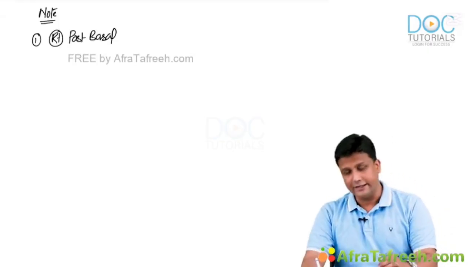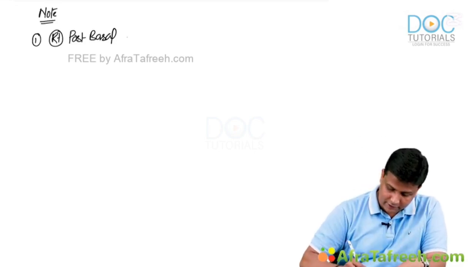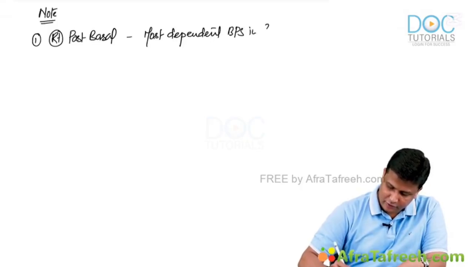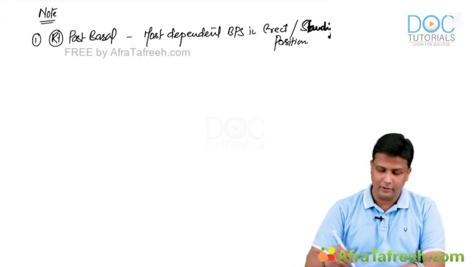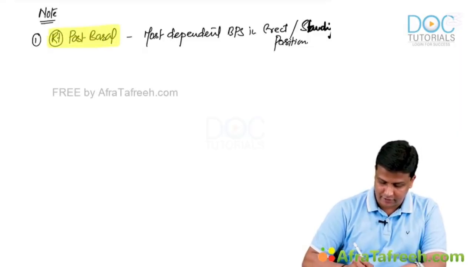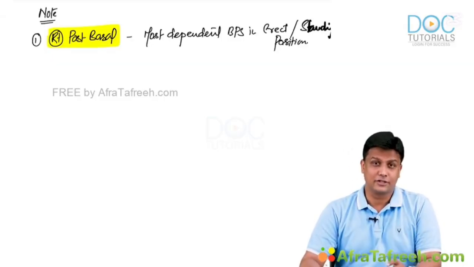Okay, right posterior basal. In the right lung, the posterior basal is the most dependent bronchopulmonary segment in the erect position, or we can say the standing position, guys. So, which segment will be the most dependent during the erect or standing position? That will be the right posterior basal. The posterior basal segment is the most dependent one during the erect position.